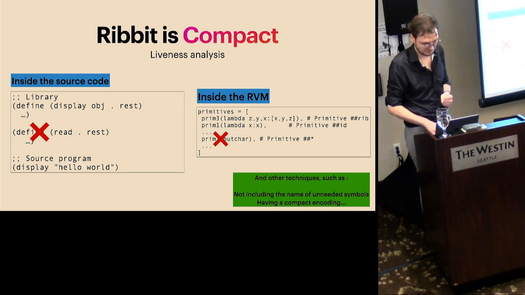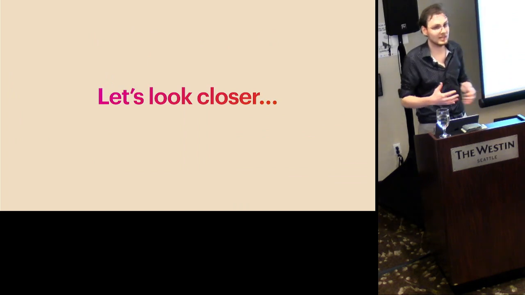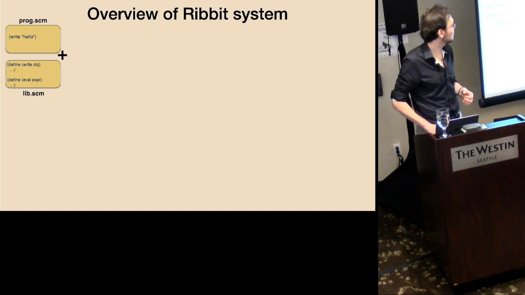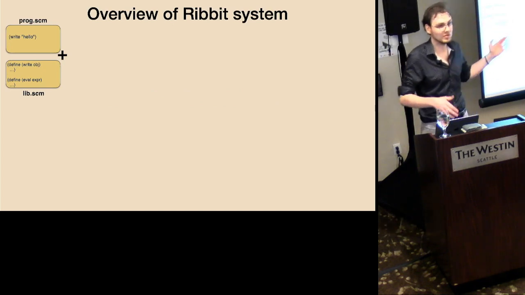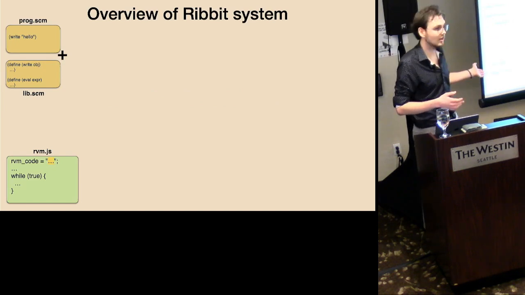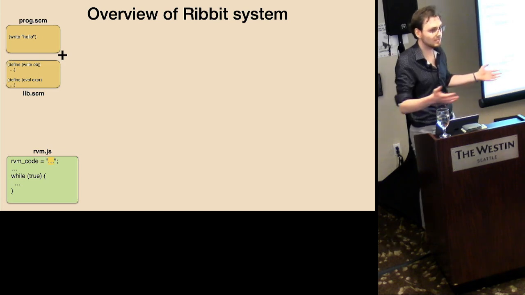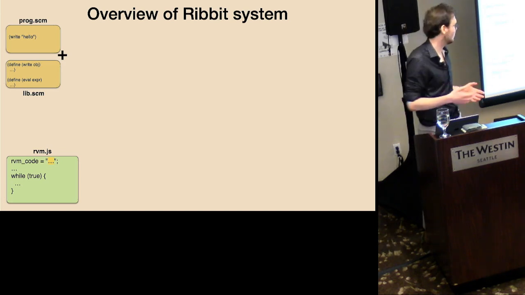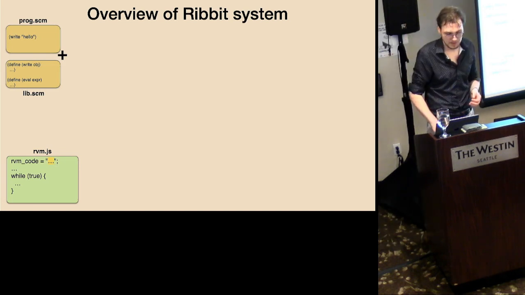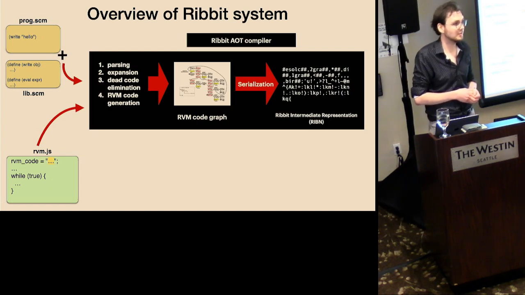So yeah, let's have a little bit of a closer look at how exactly Ribbit works. We start with our program that we want to compile, and we start with an RVM implementation here. We could choose any implementation that we have. There's a lot to choose from. Here we chose the JavaScript one just as an example. And we feed both of them inside the Ribbit AOT compiler.